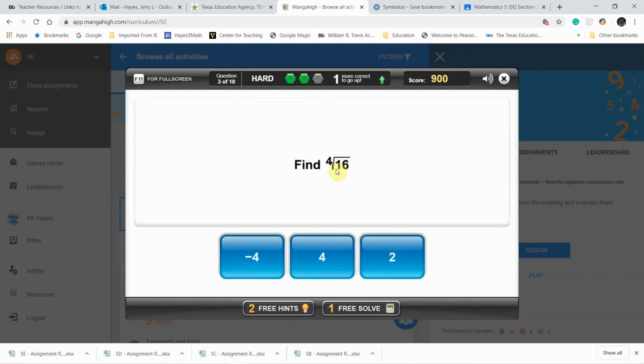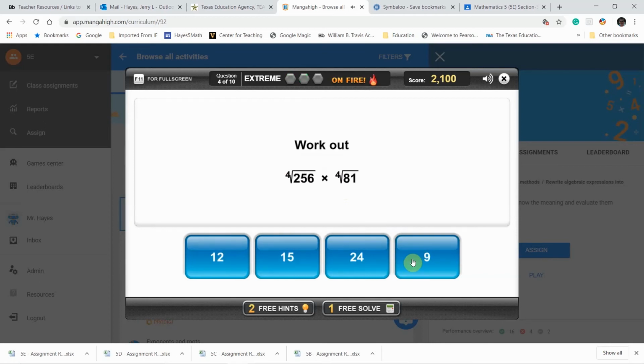Find the fourth root of 16. So we know it can't be 4 because 4 times 4 is 16. Obviously it wouldn't be negative, so the answer has to be 2. But let's check that. 2 times 2 is 4, and 2 times 4 is 8, and 2 times 8 is 16, so that would be the right answer. Okay, work this one out. What would be the fourth root of 256?